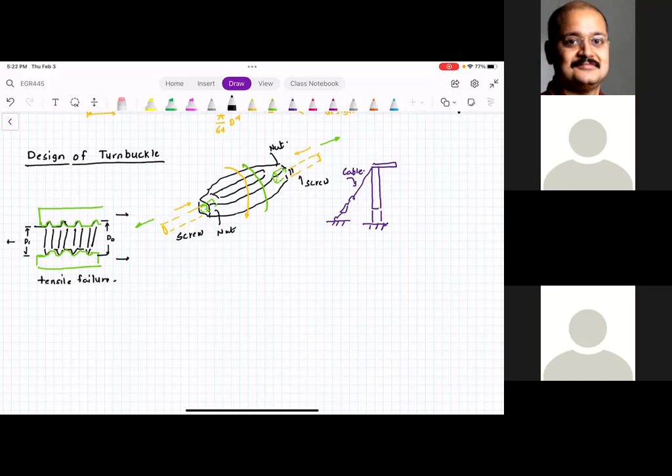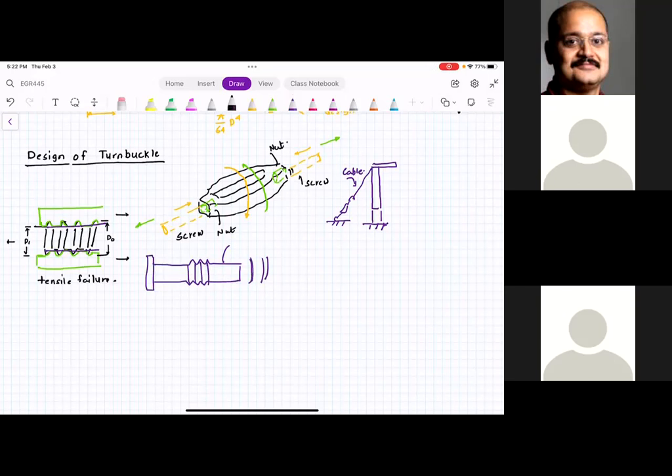The next thing that is possible is these threads can come out. I don't know if you have seen a stripped screw. What happens is the screw has some threads, and then all the threads are stripped. Then you will see those threads coming out. So there were threads here, but they got stripped. Then this is the bolt. So basically, you can have the threads failing in shear.